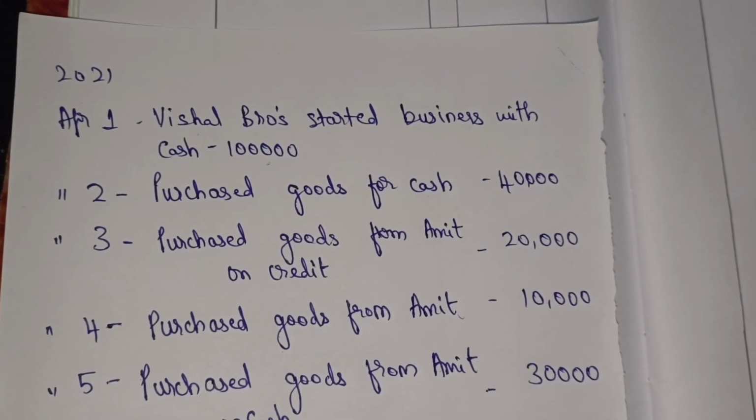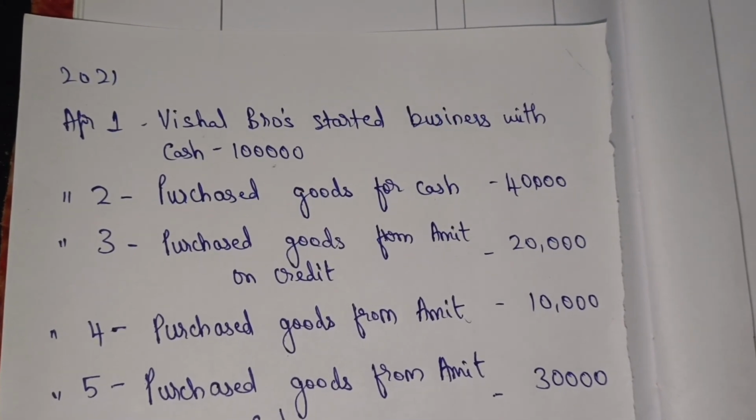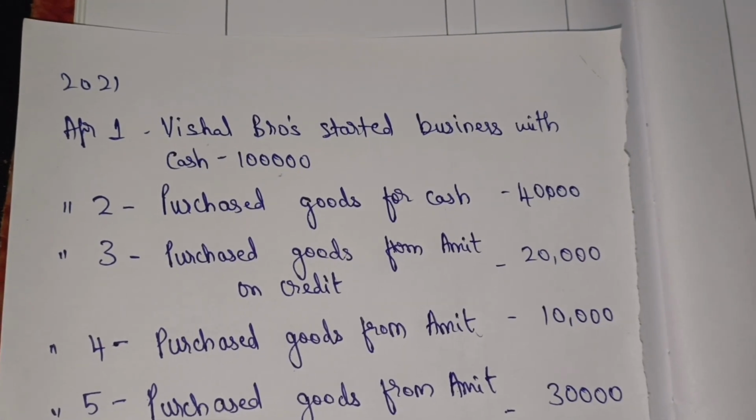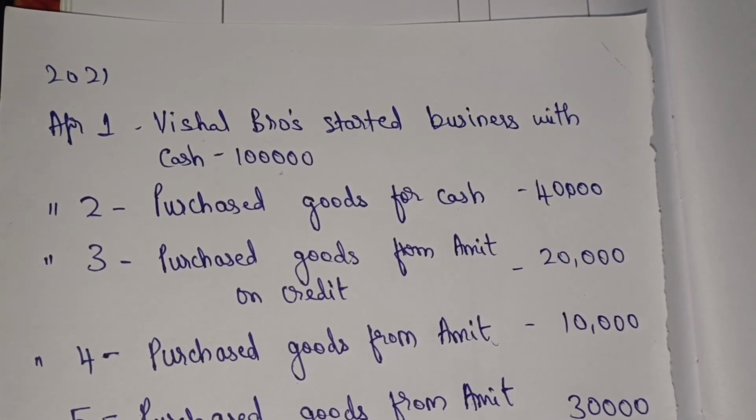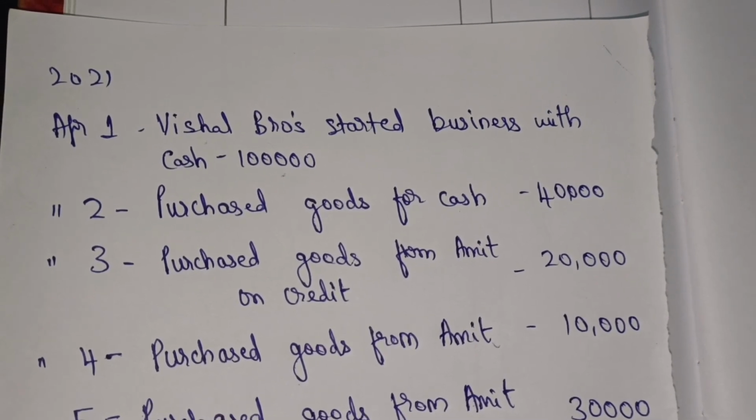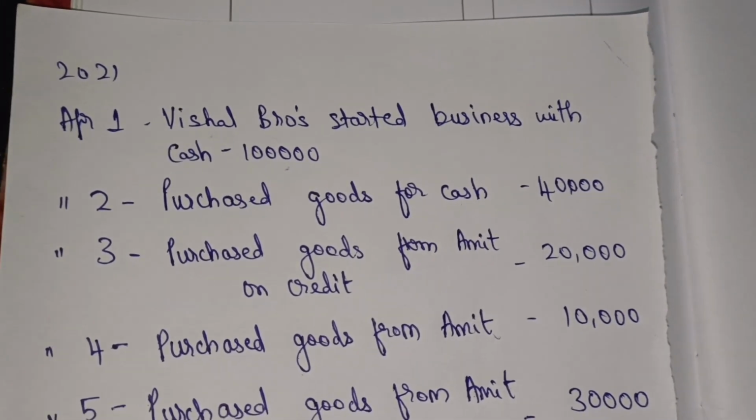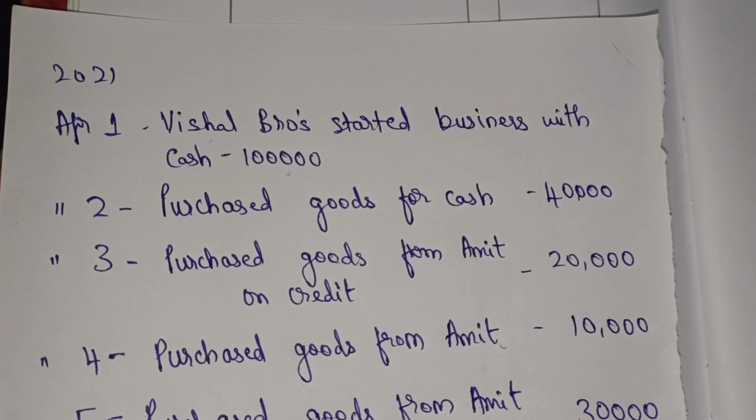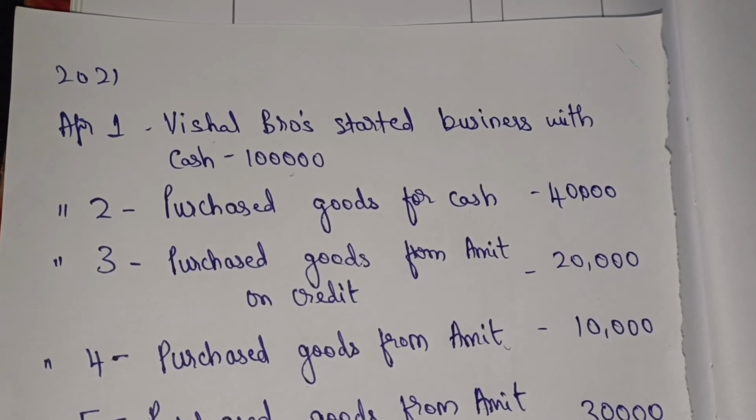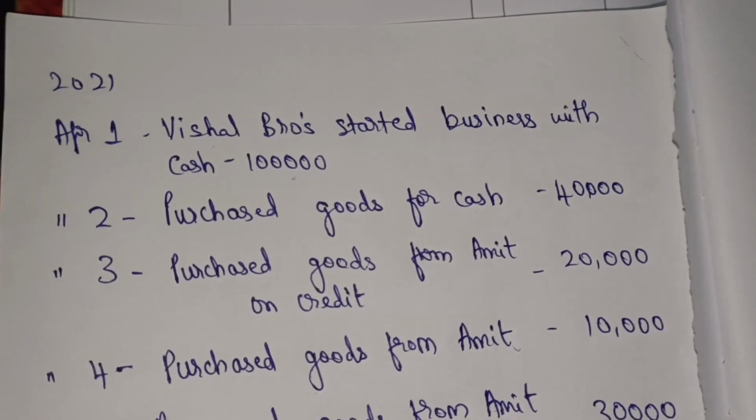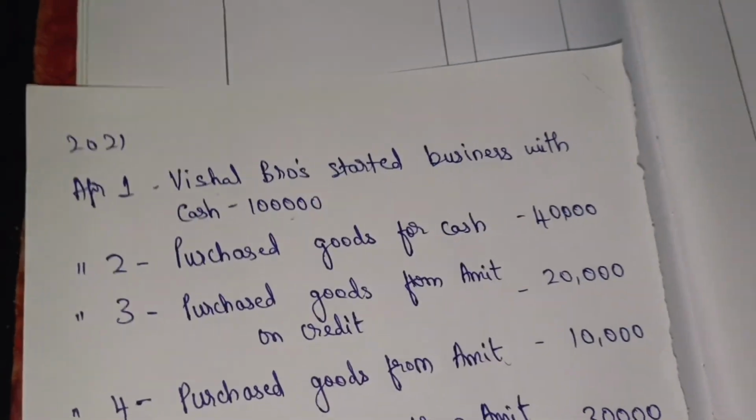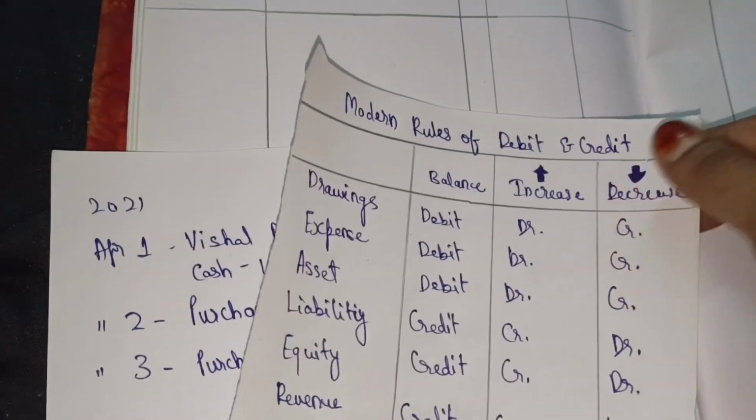Okay, so to start with the first journal entry, here you can read the first entry, that will be April 1st. Vishal Brothers started business with cash 1 lakh rupees. So in this entry we can see that the cash is coming inside the business as capital. So to pass the journal entry, we need to first check the modern rule of debit.